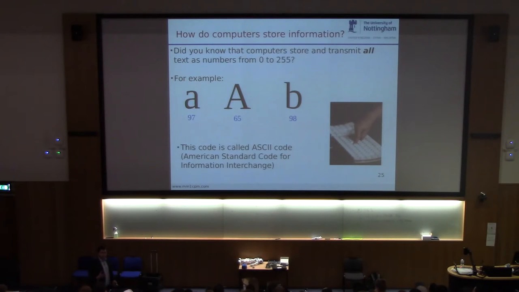And what they do is they assign a number between 0 and 255 to every single character in the English alphabet. For example, if a computer wants to store a little a, it doesn't store a, it stores 97. If a computer wants to store a big A, it stores 65. So notice little a and big A have different numbers. And if you want to store little b, it's 98.